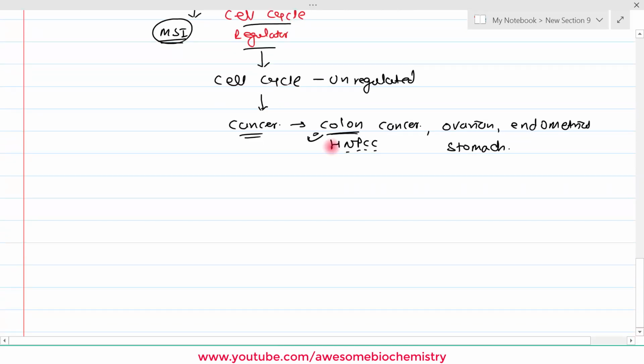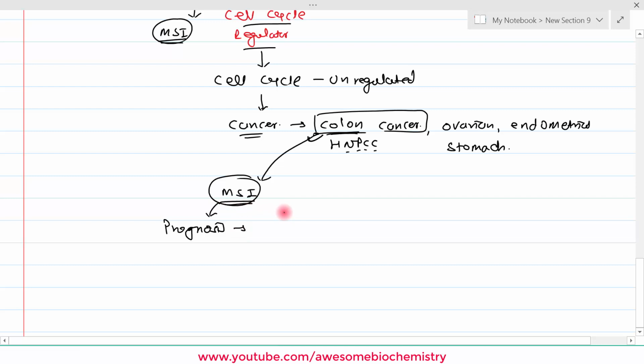Now, one more thing. Whenever you find a patient with colon cancer and the genetic study shows that this particular colon cancer has microsatellite instability, then it's actually a good thing. Why? Because the prognosis is good in case of microsatellite instability. Why is the prognosis good? Because microsatellite unstable colon cancers are found to be highly immunogenic. So, if you give drugs which increase the immunity, it can help in the treatment of colon cancer, and because of that, it carries a good prognosis.